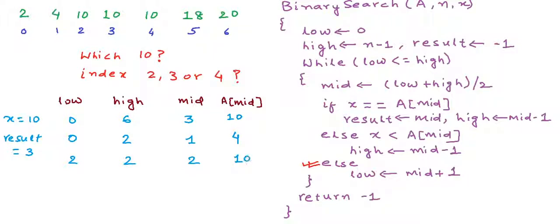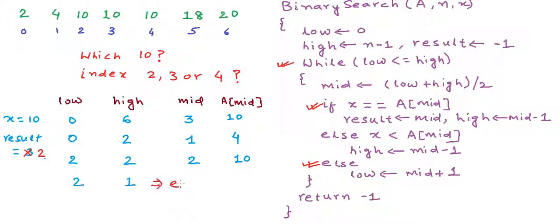Now we come to this condition. We again came to x equal to the middle element of the segment. So we now modify result to the new index at which we have found x. So result will be now 2, and high becomes mid minus 1, which will be 1. Low is 2. Now this condition low less than or equal to high fails. So we exit while loop here.